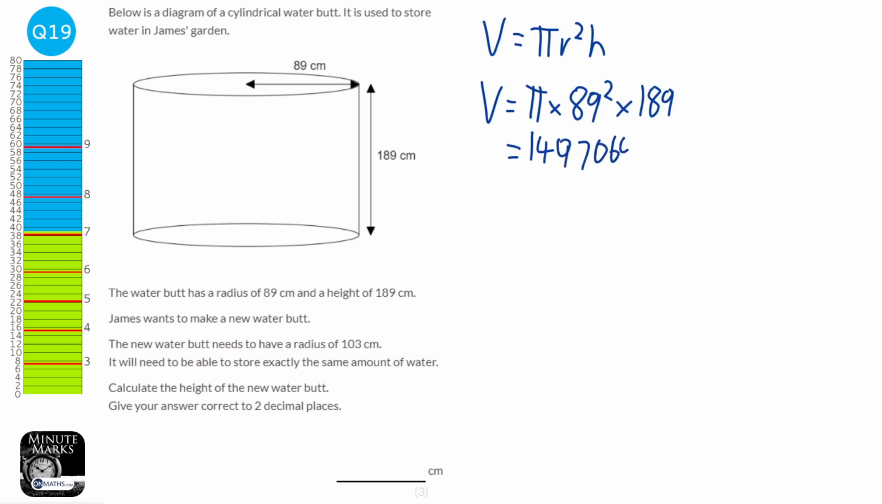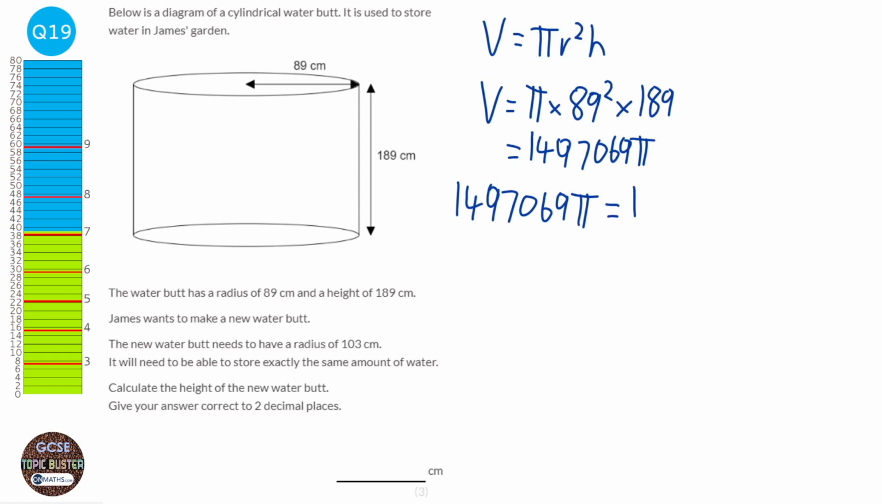1497069 lots of pi. And I'll keep this in terms of pi just for simplicity. Now, what we want is we want the volume to stay the same. So we're going to keep that as the volume, 1497069 pi. But we want the radius to change. So instead of the radius being 89, we want the radius to be 103. So times 103 squared. And we're trying to work out what the height is.